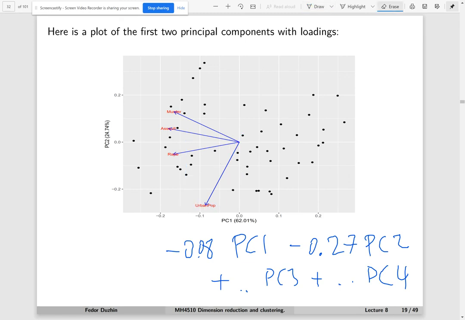But what we do see in this plot is that urban pop is mostly related to the second principal component, right? And murder, assault, and rape are mostly related to the first principal component, because they're almost horizontal, and urban pop is almost vertical. So this is what we see in this plot.